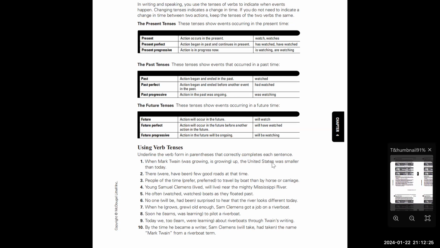So that's why I'm trying to give you a hint, which is the "was" word. So there's a "was," right? So it means the answer is also "was growing." Understand? So you just have to look for the clues. Okay, number two.